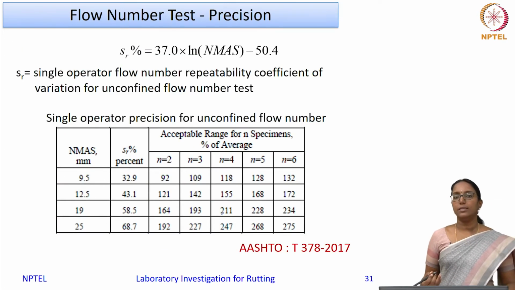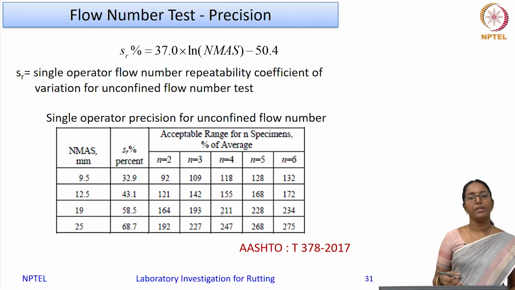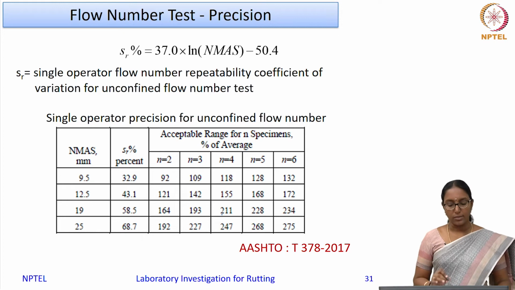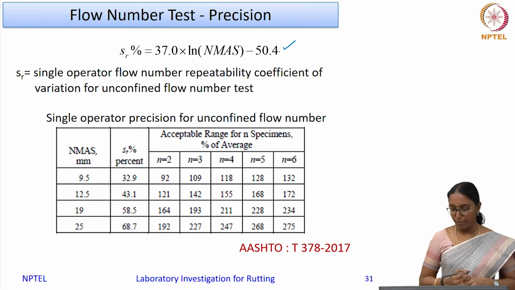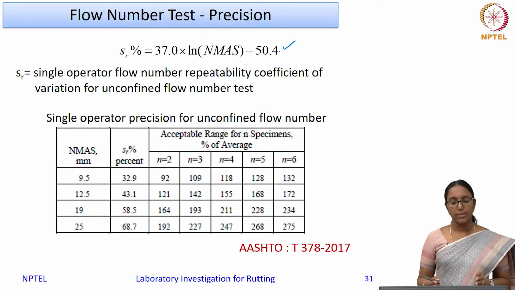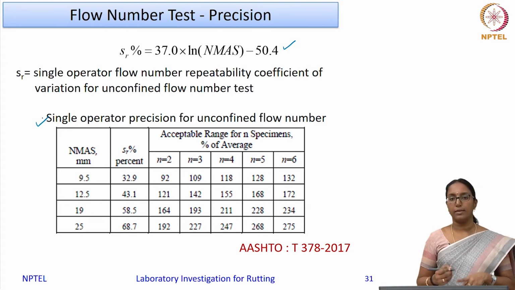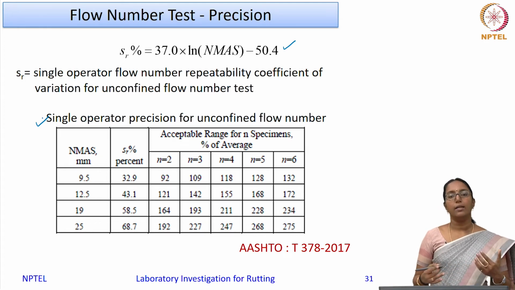Now, when you do this test, it is required that you conduct multiple tests on different samples so as to ensure the repeatability of results. The code suggests that there should be a repeatability as given by this expression. This is taken from the AASHTO protocol. This is the precision that is required if you are using a single operator in the unconfined flow number test, and similarly for multiple operators there is another precision suggested by the code.